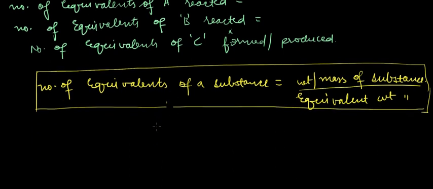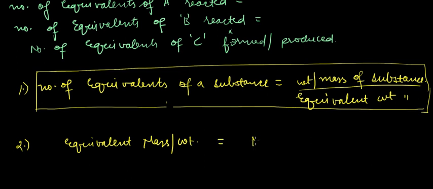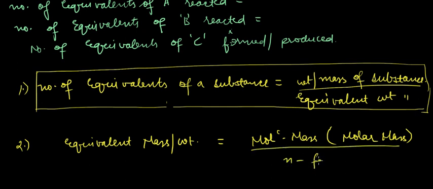Okay, so this is the first part, and the second is how do we calculate the equivalent mass. So equivalent mass or equivalent weight can be calculated with molecular mass, or you can also say molar mass, divided by n factor. Okay.